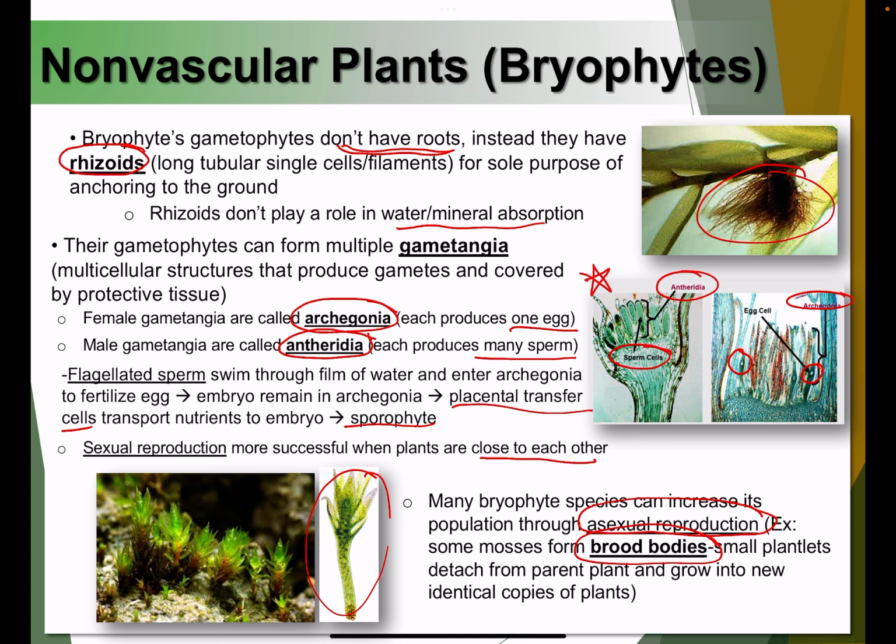Again, this is not something we can do. It's not like we can rip off our arm and that arm will eventually become another human being. But that's kind of what we're saying here with the plants. They can peel off these small brood bodies from the parental plants, and those brood bodies will eventually become a whole new plant. You can see in this picture how a brood body looks, and there are multiple of them coming out of the parent plant.